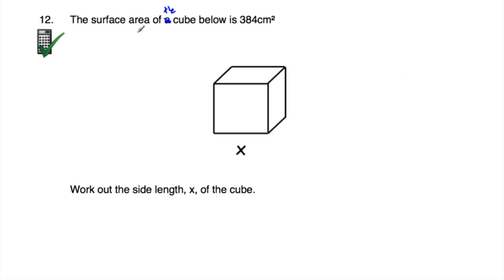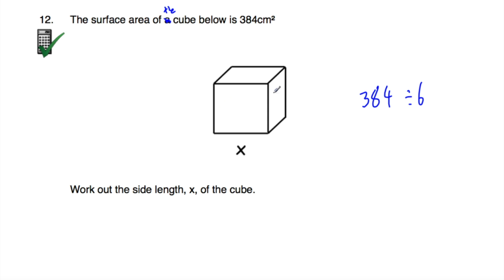So question number 12 says the total surface area of the cube below is 384 centimeters squared. And we've been asked to work out the side length x of the cube. So we want to find this length here. Now we're told the total surface area of the cube is 384. So if we take the 384, that's the total surface area, and divide that by 6 because there's 6 faces and each of the 6 faces have got the same area.